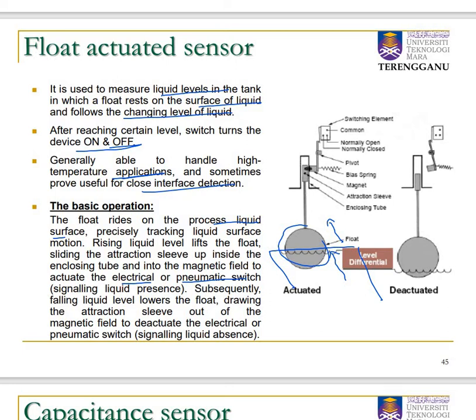So when this liquid level goes down, this float also will go down, drawing the attraction sleeve out of the magnetic field to deactivate the electrical, so cutting off the electrical. When the level increases, it will turn on the switch. When it decreases, it will turn off the switch.